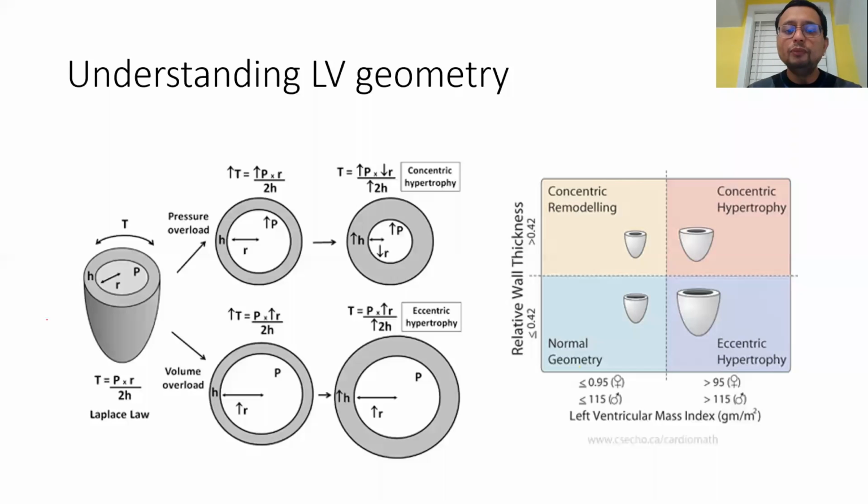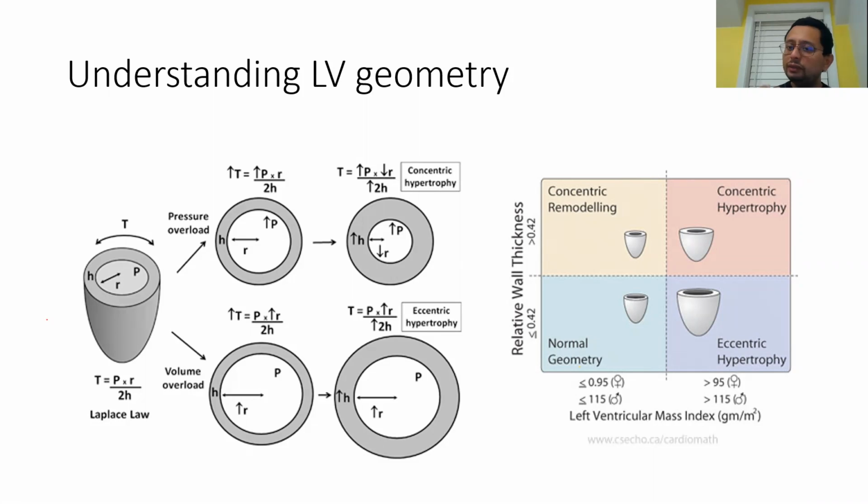So if you have the volume of the outer wall of that prolate ellipsoid minus the volume of the inner wall of that prolate ellipsoid, you have the volume of the wall, right? Now how do we get the mass? Volume times the specific gravity of the heart muscle equals mass. That is a constant, which is 1.05 grams per meter cube. So you take the volume times 1.05 grams per meter cube, then you get the left ventricular mass.